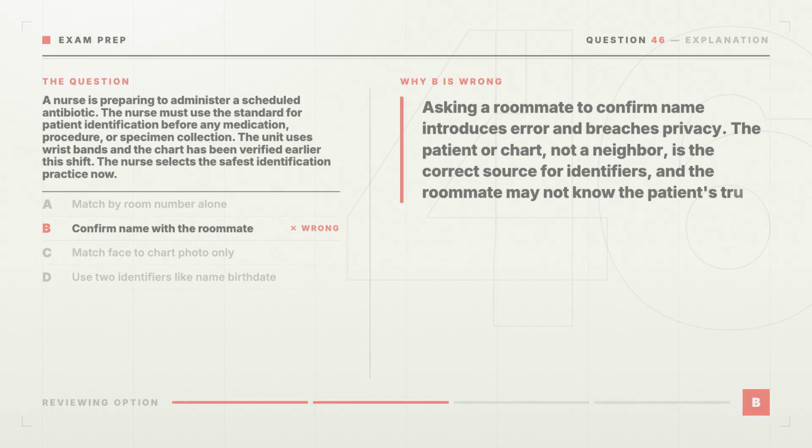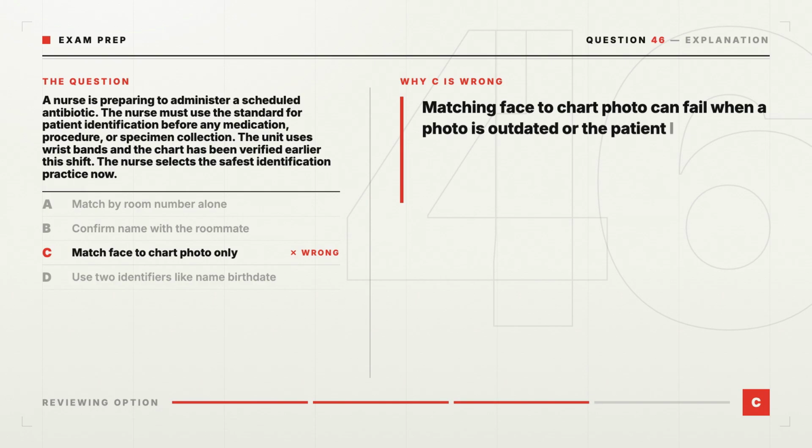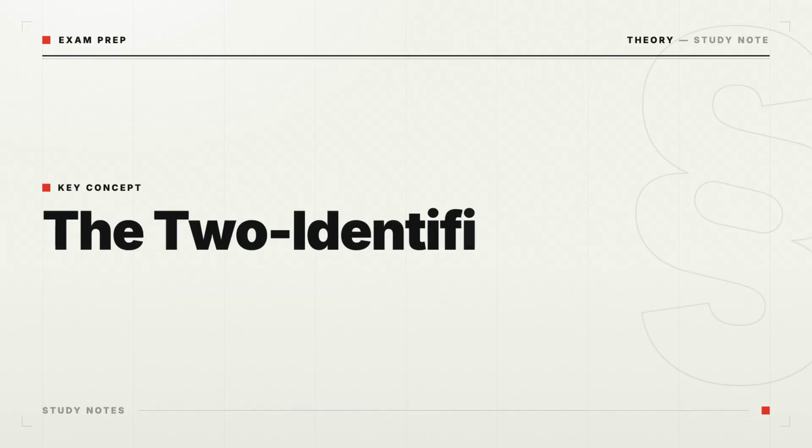The patient or chart, not a neighbor, is the correct source for identifiers, and the roommate may not know the patient's true name. C is wrong because matching face to chart photo can fail when a photo is outdated or the patient looks different. A single source of identification is not enough. Two distinct identifiers are the standard for a reason.